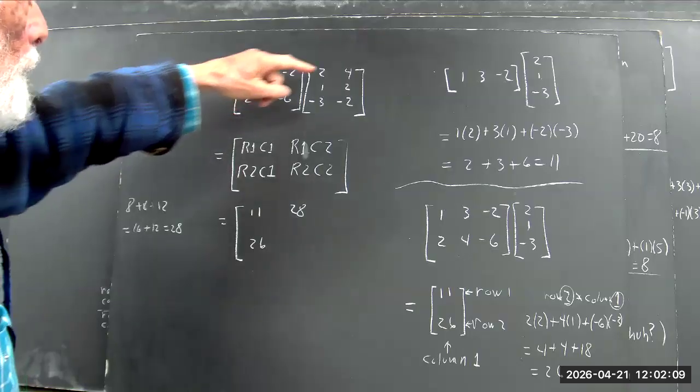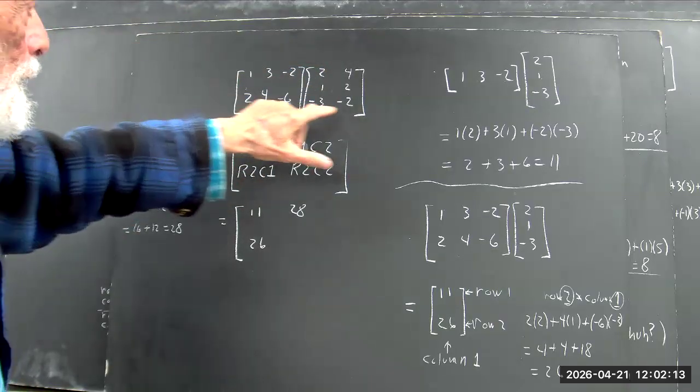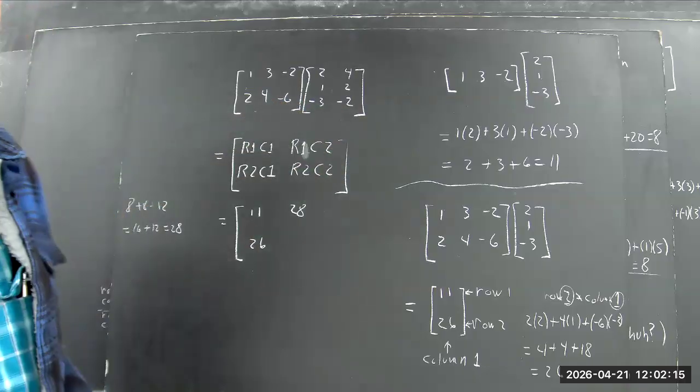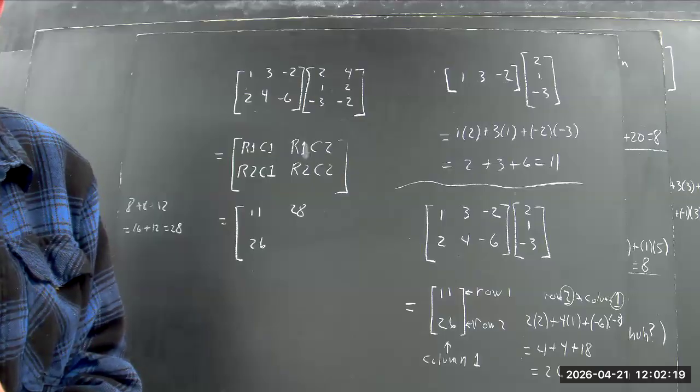Do I really get 8? 2 times 4 is 8. 4 times 2 is 8. So I get 2 8s and I get a 12. I think it's 28. You get 28? You get 26.